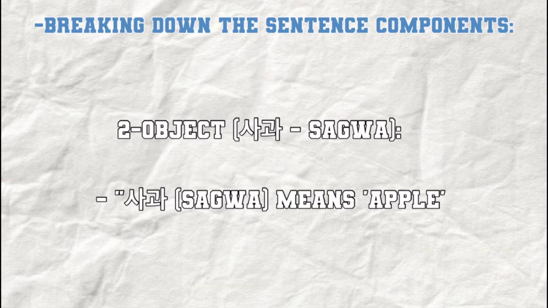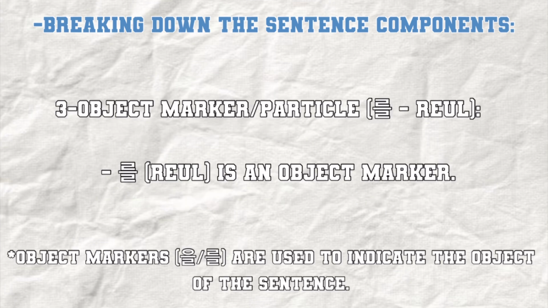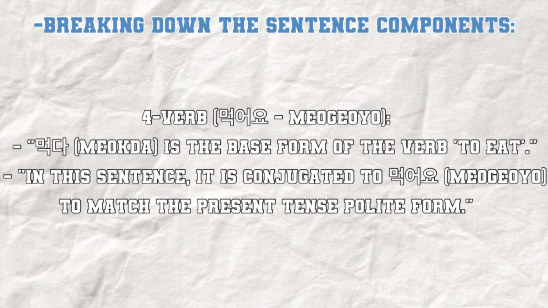Second thing, the object. 사과, which means apple. Third thing, the object marker particle 를. 를 is an object marker. Object markers 을, 를 are used to indicate the object of the sentence. And last thing, the verb 먹어요. 먹다 is the base form of the verb to eat. In this sentence, it is conjugated to 먹어요 to match the present tense polite form.